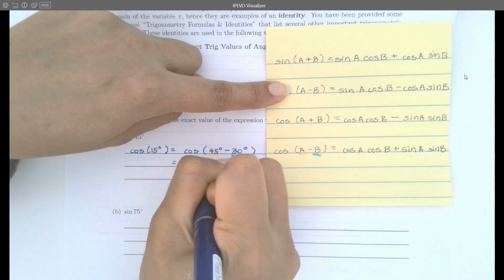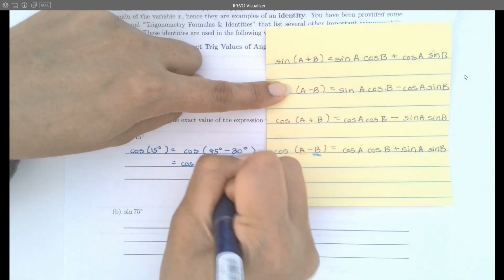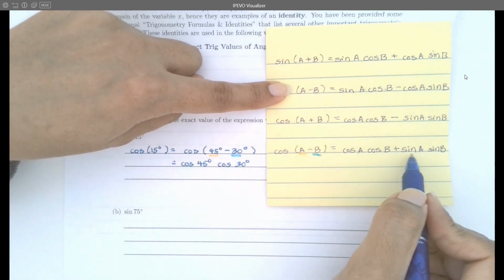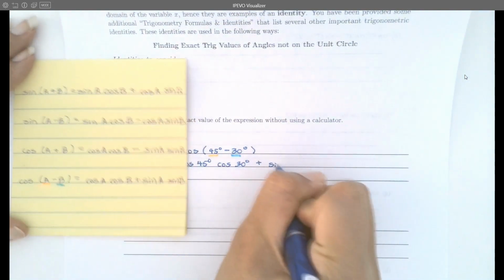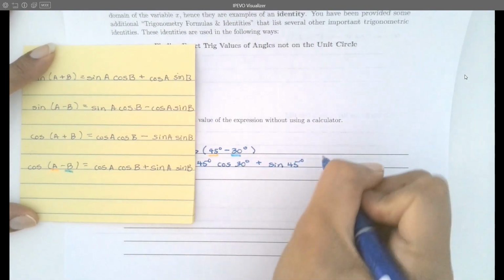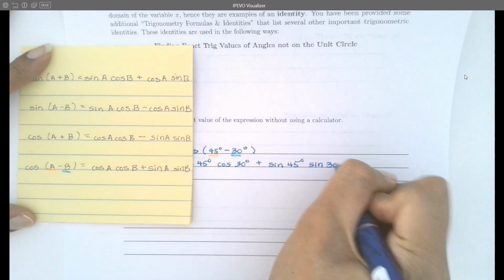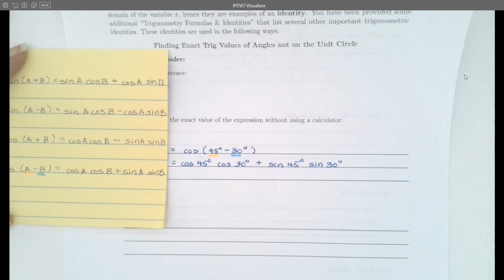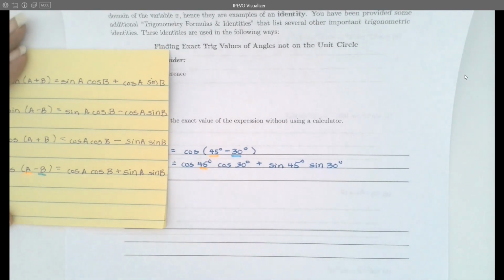And so therefore, according to this identity, what this should be equal to is cosine of the first angle, angle A, which is 45 degrees, times cosine of the second angle, which is 30 degrees, plus sine of the first, which is 45 degrees, times sine of the second, which is 30. And hence the reason why we want to write it in terms of angles that are on the unit circle, because now we can simply refer to it and find out what is cosine 45, what is cosine 30, and same for the sine function.